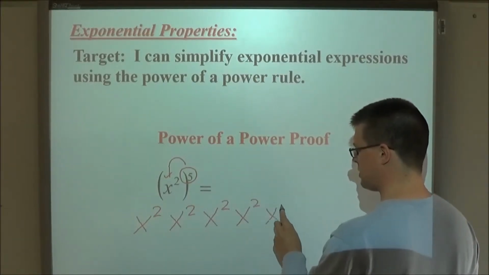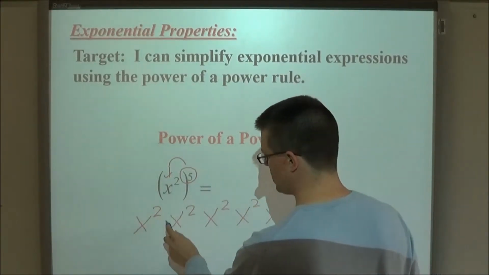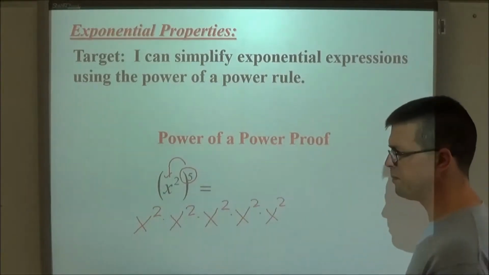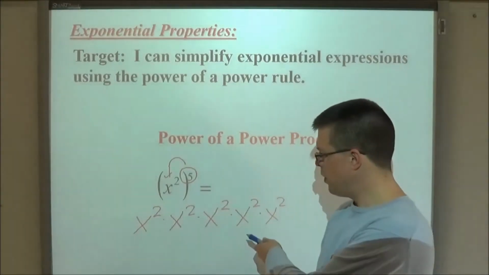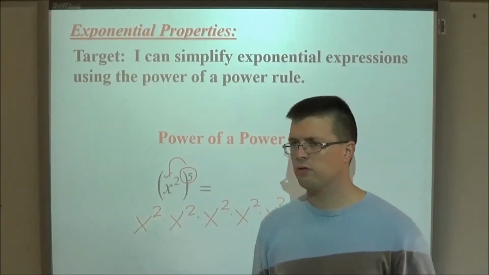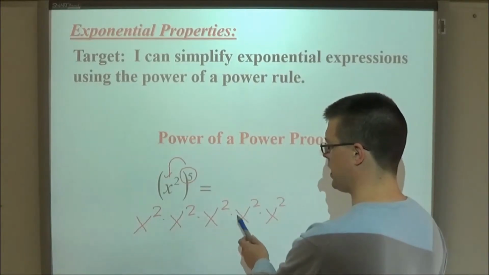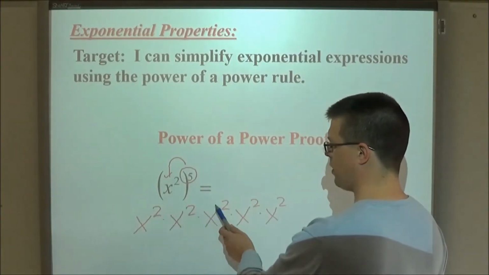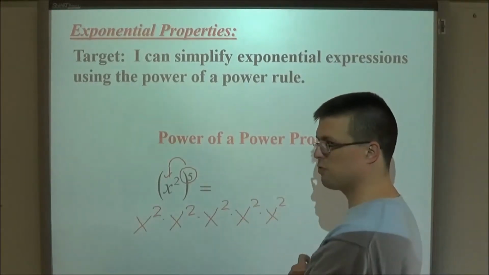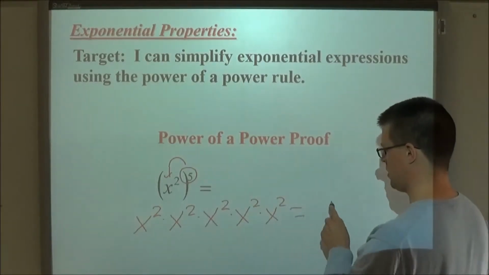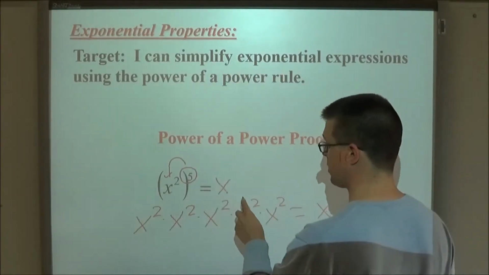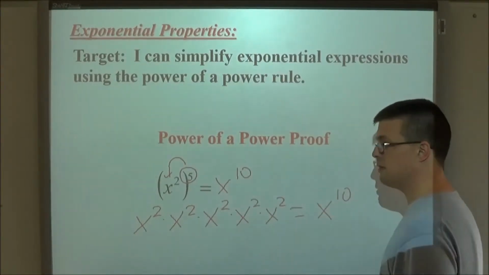And since this is being raised to the fifth power, that means each of these x squares we are multiplying to each other. Well, we've just turned this into the product rule. And if we remember our product rule, as long as our bases were the same, we could add our exponents. So 2 plus 2 plus 2 plus 2 plus 2 is really x to the 10th power, which means our answer up here has to also be x to the 10th power.